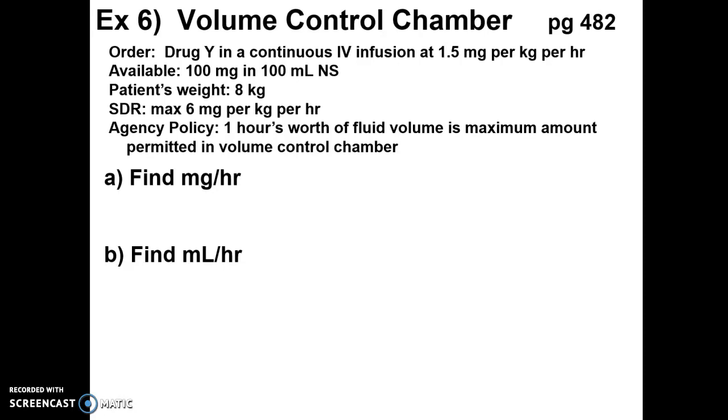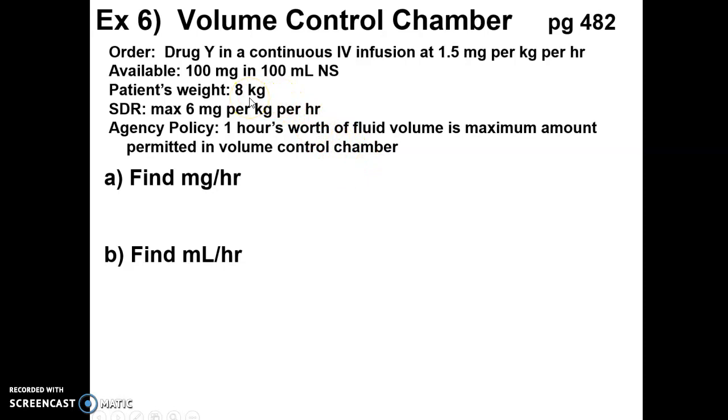So here we have a question that's asking us to find out how many milligrams per hour the patient's receiving, and then figure out what is our milliliter per hour that the patient's receiving. So looking through here, we have drug Y in a continuous IV infusion, 1.5 milligram per kilogram per hour. It comes 100 milligrams in 100 milliliters of normal saline. Our patient weighs 8 kilograms. The safe dosage range says we can give at a maximum 6 milligram per kilogram per hour. And then, of course, our agency policy on that volume control chamber.